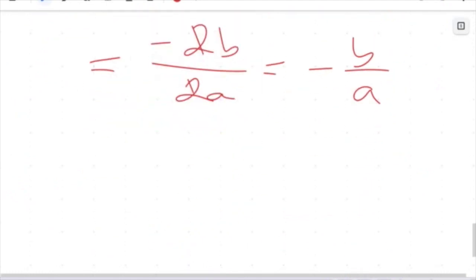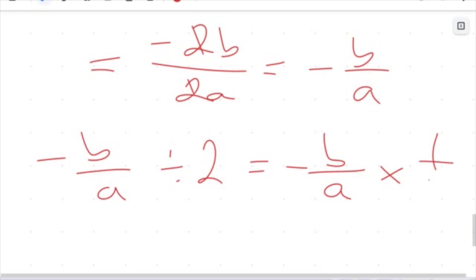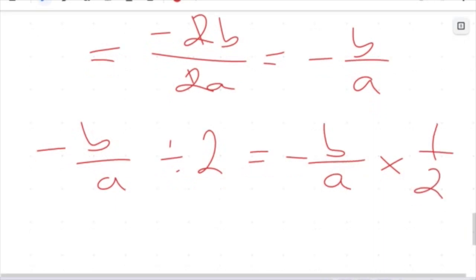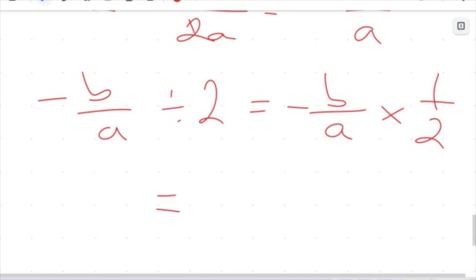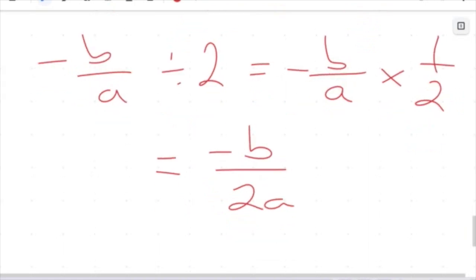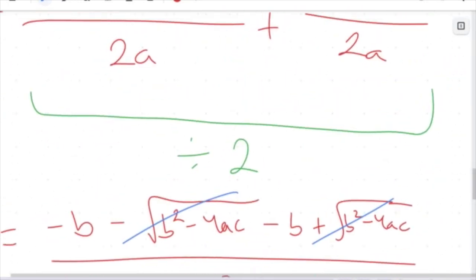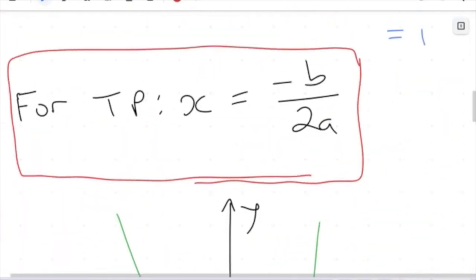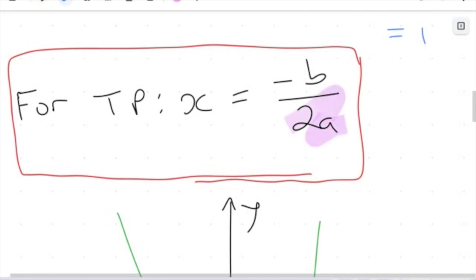So minus b over a divided by 2 is the same as minus b over a times a half. Because remember, dividing by a number is the same as multiplying by the reciprocal. And that gives us minus b over 2a. So this is how we can understand this idea of finding the turning point. So therefore, the x-coordinate of my turning point, using the quadratic formula, I can get this by doing x equals minus b on 2a.